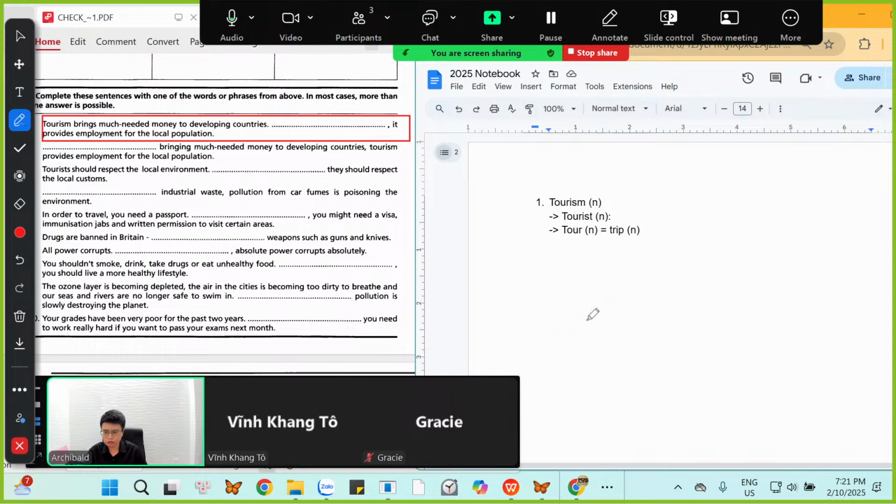Why do they say so? Why do they affirm that tourism will bring lots of money to developing countries? Can you show me the details? Can you think of reasons so that people can understand developing countries receive lots of benefits from tourism? Please.